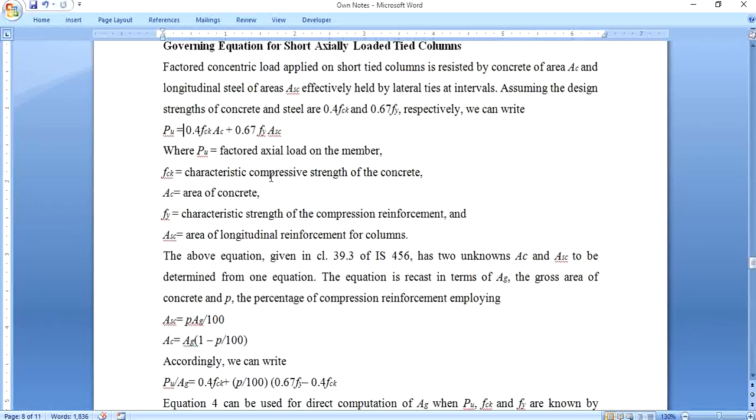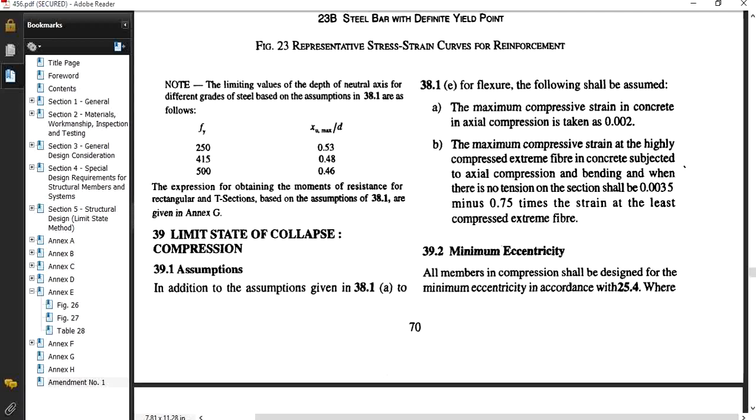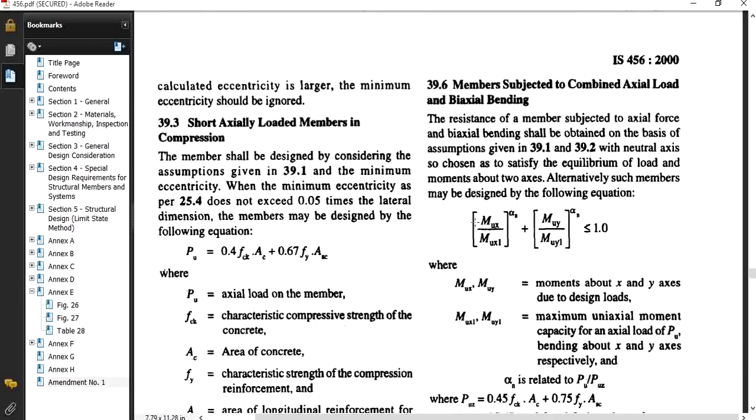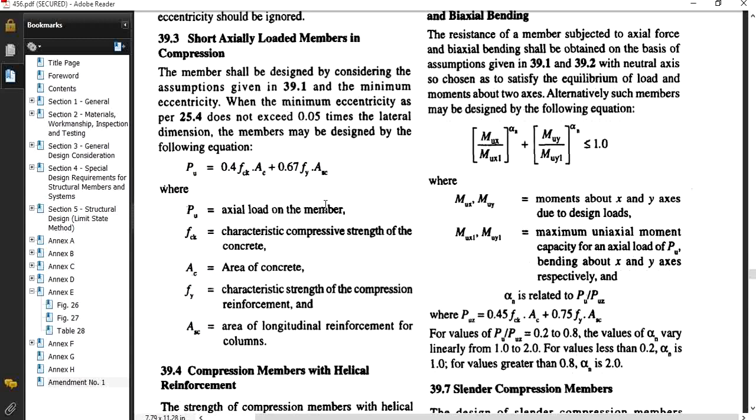where Pu is the factored axial load on the member, fck is the characteristic compressive strength of concrete, AC is the area of concrete, fy is the characteristic strength of compression reinforcement, and ASC is the area of longitudinal reinforcement for the column. This equation is given in clause 39.3 of IS 456, and this is the same equation which I have copied over there.